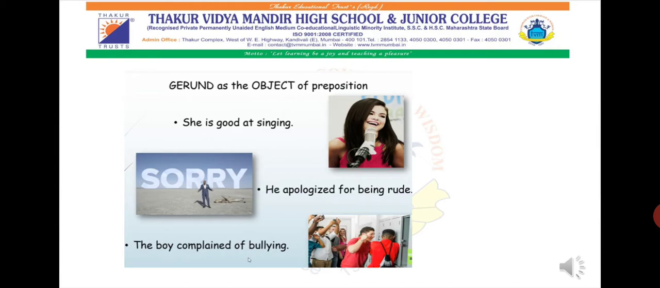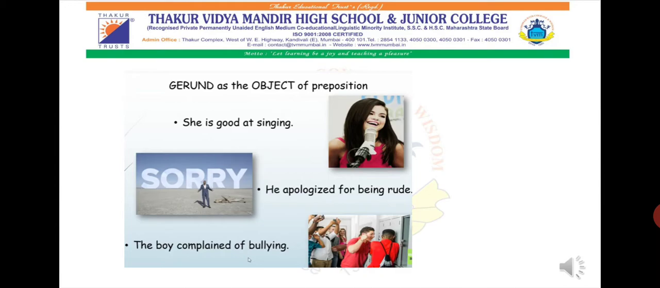In the third sentence, the boy complained of bullying. Now, please tell me in this sentence, which is the preposition and which one is the gerund. In this sentence, bullying is a gerund. It acts as a noun. And the preposition in this sentence is of. The boy complained of bullying. I hope you all understood this concept of a gerund which comes right after the preposition.